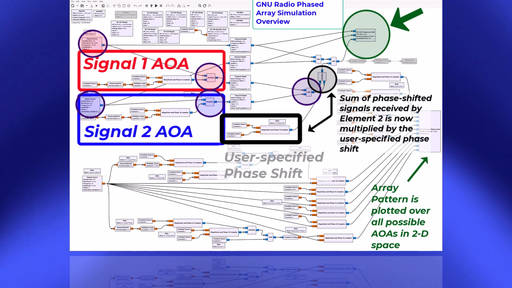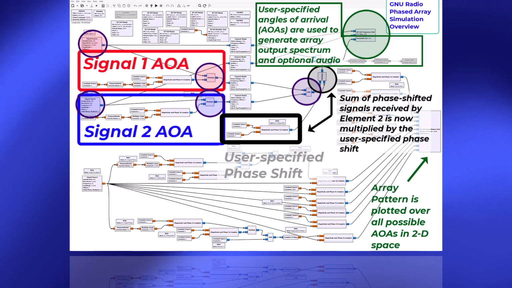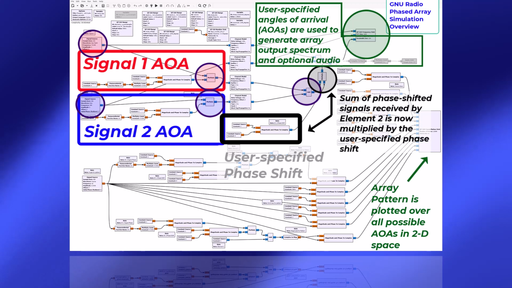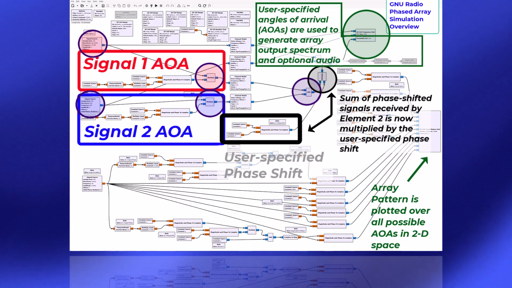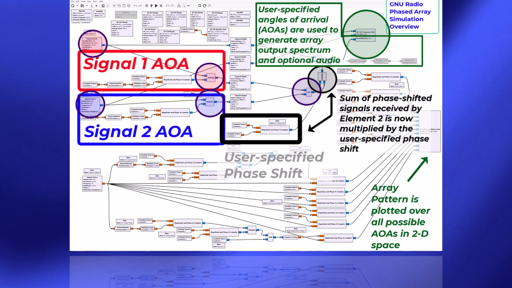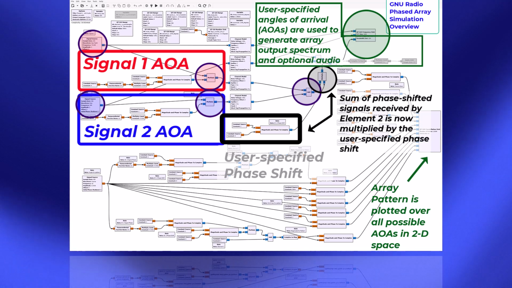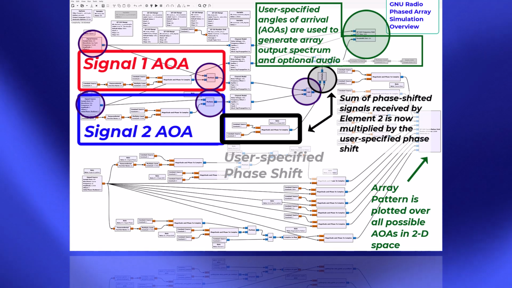A third input to the frequency plot is used to display the signal at the array output. The array output includes the sum of the signals received at element 1 and the same signals as received at element 2 with the phase shift applied. Again, the phase shift is selected by the user. We're not doing adaptive beamforming. It's all manual at this point. So those two signals from the two elements, in the case of the second element with phase shift, are added together and sent to the frequency sink.